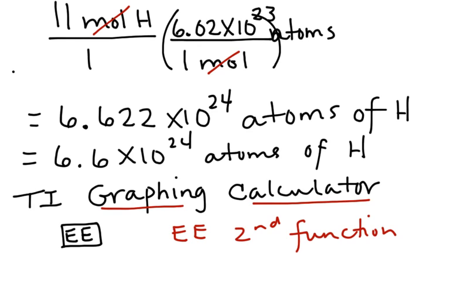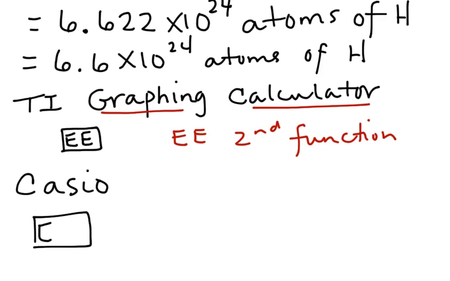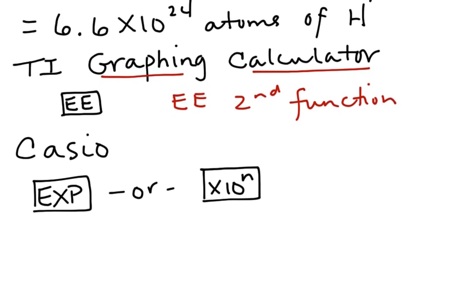If you have a Casio, you are going to be looking for a key that is capital E, capital X, capital P. Or some of them are coming out now with a key that looks like this, times 10 to the n. And a lot of times those are down by the decimal on your calculator pad. So you need to find that key. Once you find that key, then I'll show you how I did this calculation.